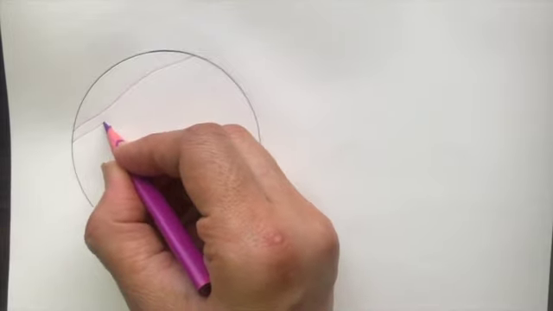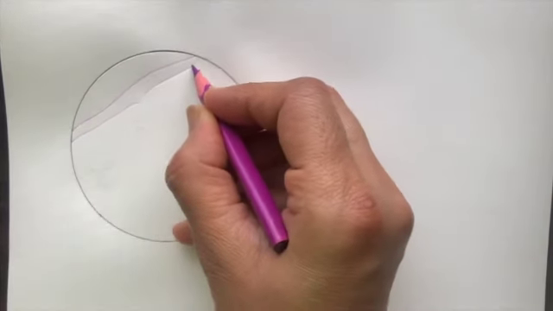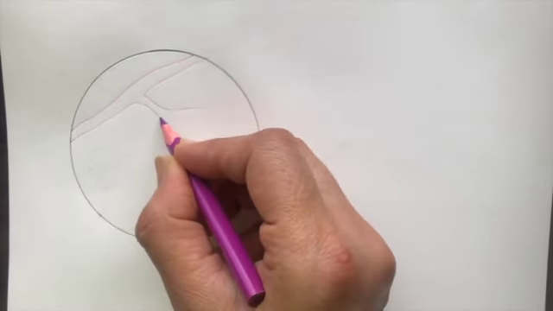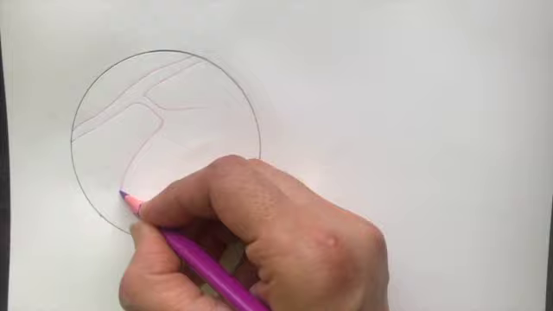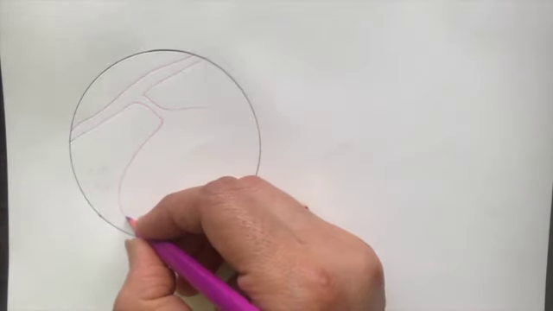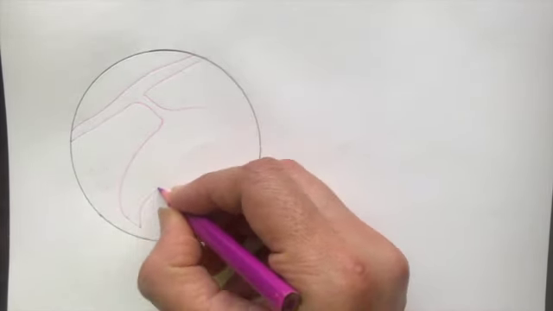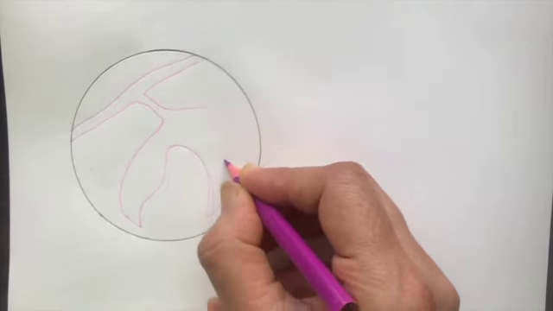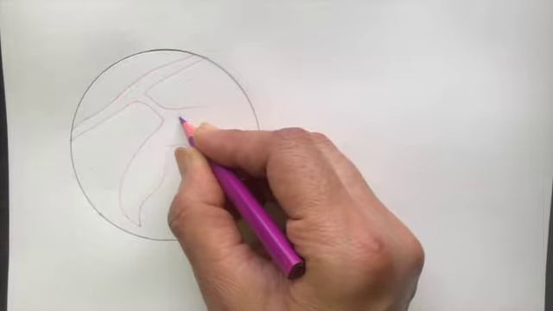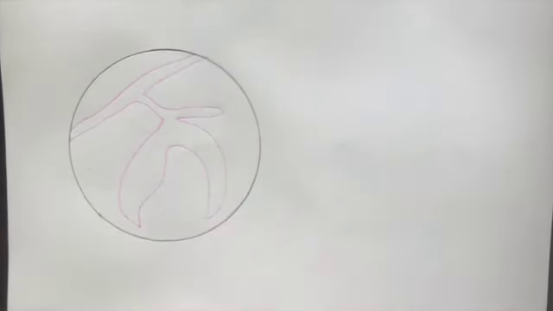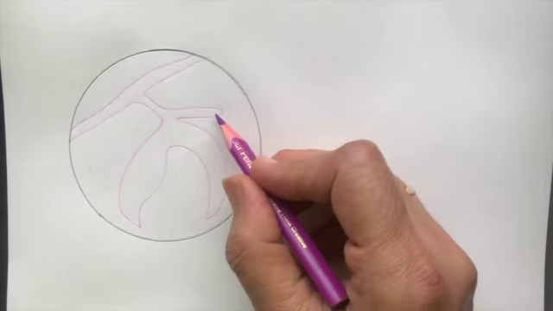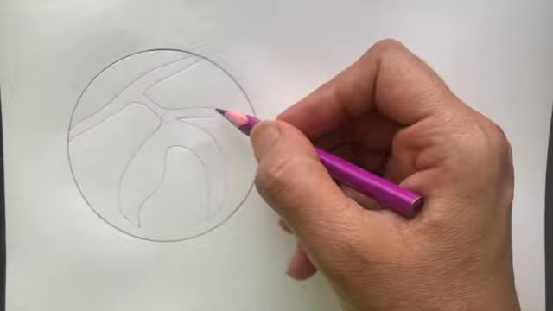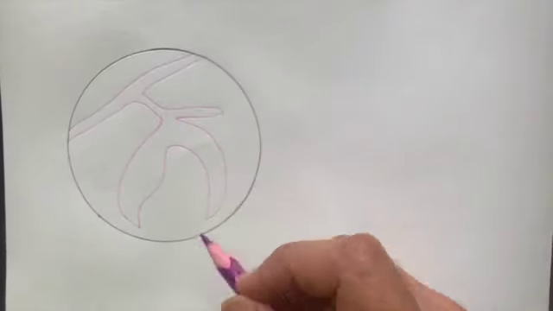I have drawn the circle already and I draw the lines like this, and from here we shall start the drawing of the enamel organ. In this stage, the shape of the tooth is already decided, and this extension we are making for the succedaneous teeth, the teeth that follow the primary dentition.